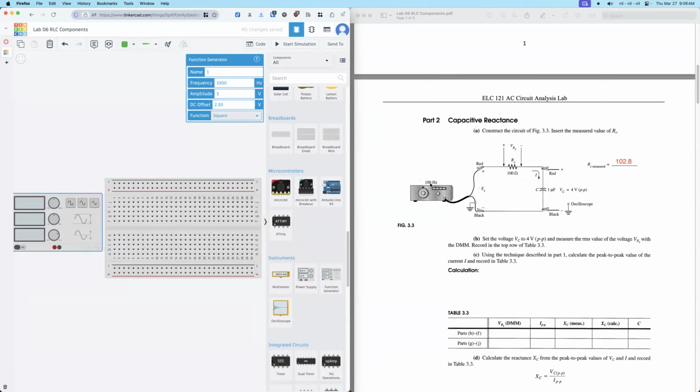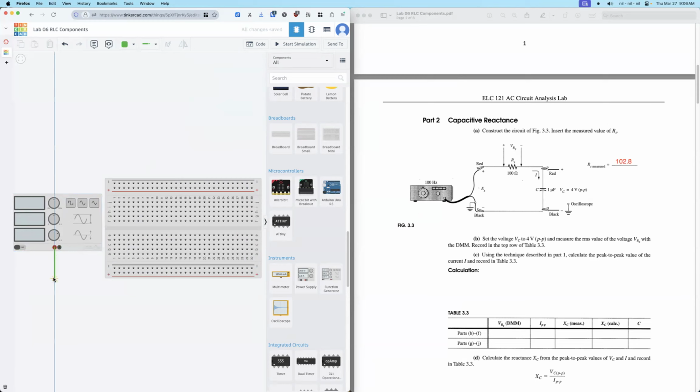First, 100 Hertz. The voltage, actually we don't know yet. Offset 0, then sine wave. Then for the power, like we did before, connect positive to positive, then negative to negative. Okay, so this is the source.